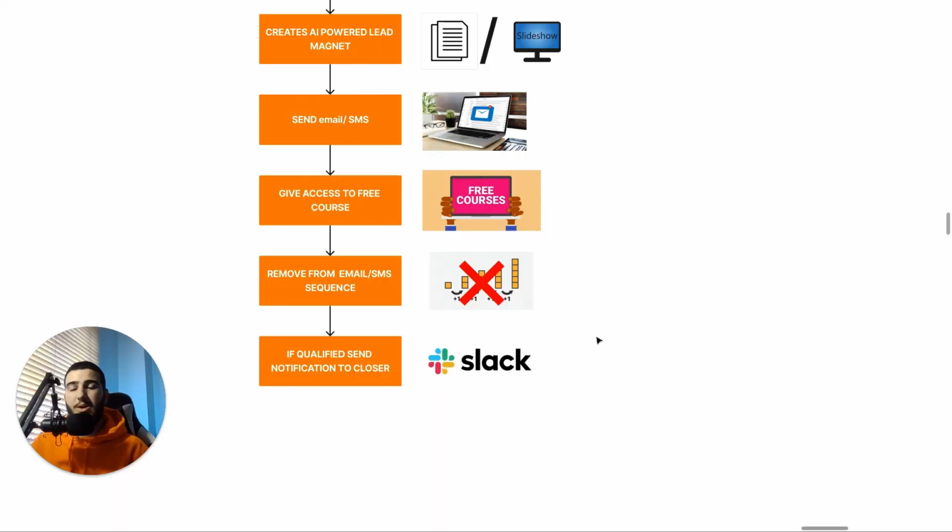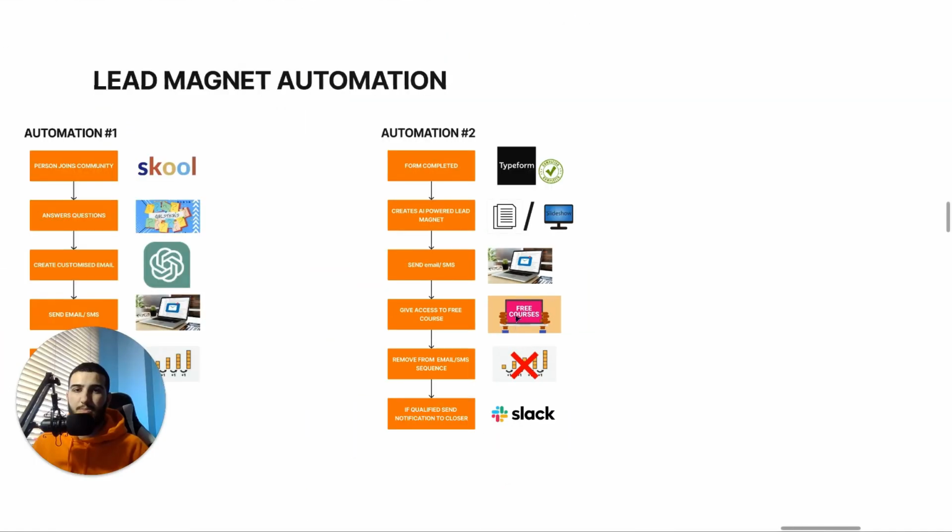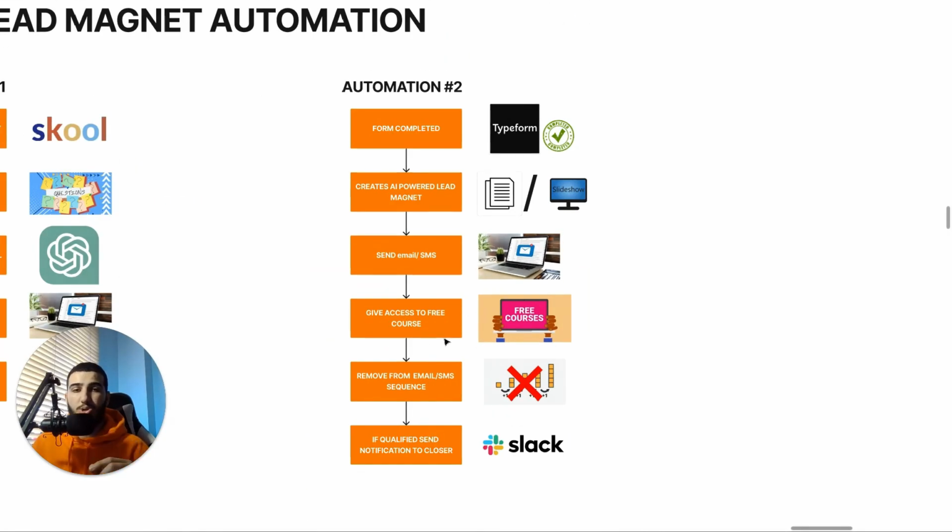And also, if they answer certain questions, that means they're qualified. We can also send a notification in Slack to get your closers to actually email them, call them, wherever you feel like it. So guys, let's go ahead and build this automation within Zapier. And it's all going to start from a form.